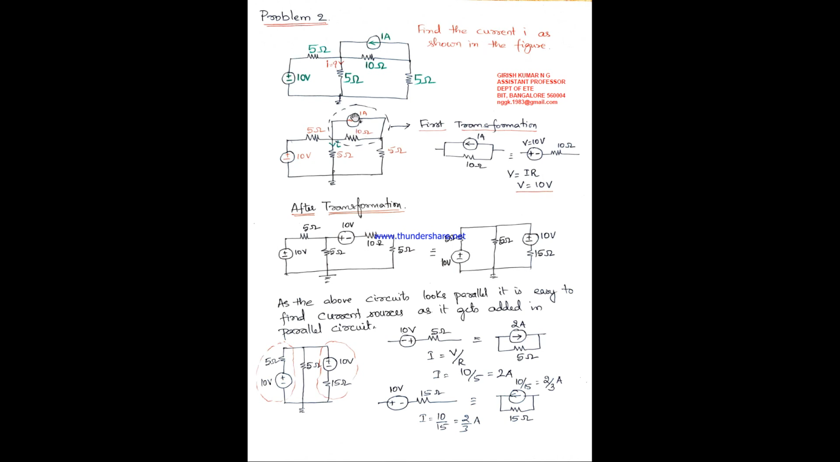So 10 ohms in parallel with 1 amp. When I convert that using Ohm's law, I get V equal to 10 volts. So 10 volts in series with 10 ohms. That is what I am going to write. So I am replacing this particular entire circuit with this.